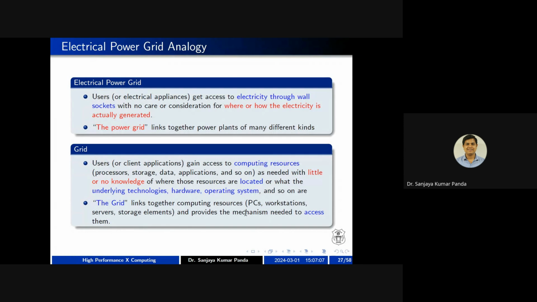Okay. So what we are doing in our grid: we have these resources, right? Processor, storage, and applications. But where it is running, we don't have any idea, right? This is very little knowledge we have. Like if you go for Amazon, Amazon has two data centers in our country. One is at Mumbai, another is at Hyderabad, right?